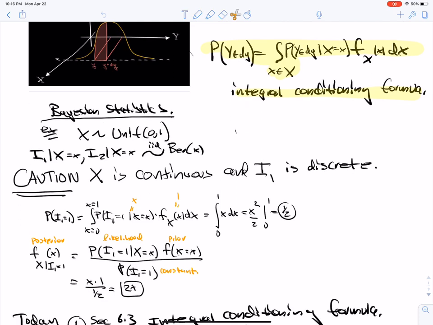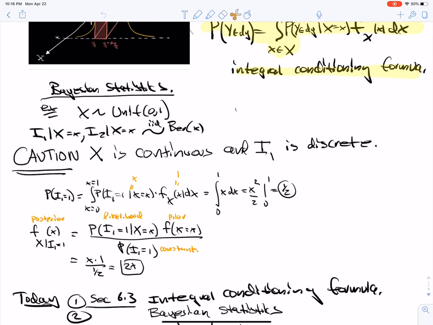When we talk about the density of X, we're going to represent that with f. When we talk about the probability mass function of a discrete variable, we write p. So just be aware of that. For example, if we want to find the probability of getting a heads, we would need to condition on what the probability of heads is, x. We'll use the integral conditioning formula for this.